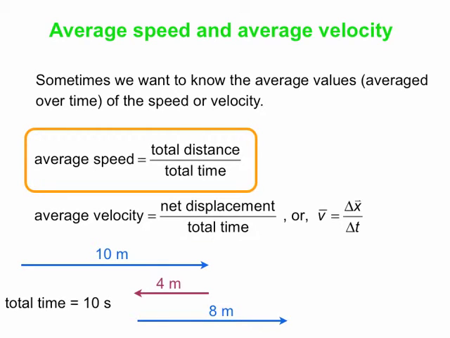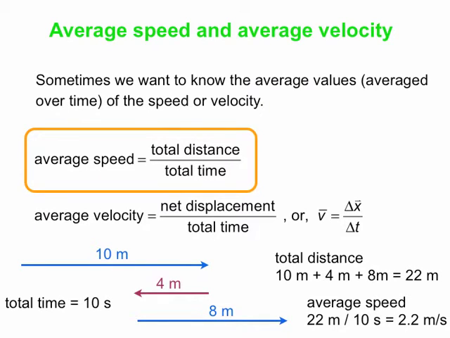Well, you don't have to worry about the direction of these displacements when you calculate the average speed. You just add up the distances. 10 plus 4 plus 8. 22 meters. Divide by the total time, 10 seconds. You get an average speed of 2.2 meters per second.